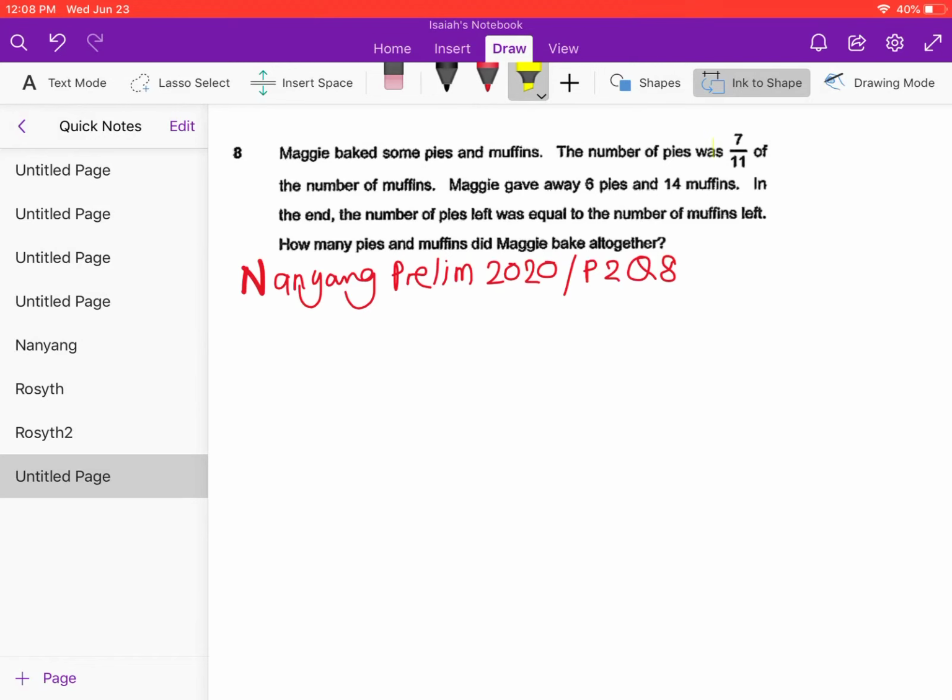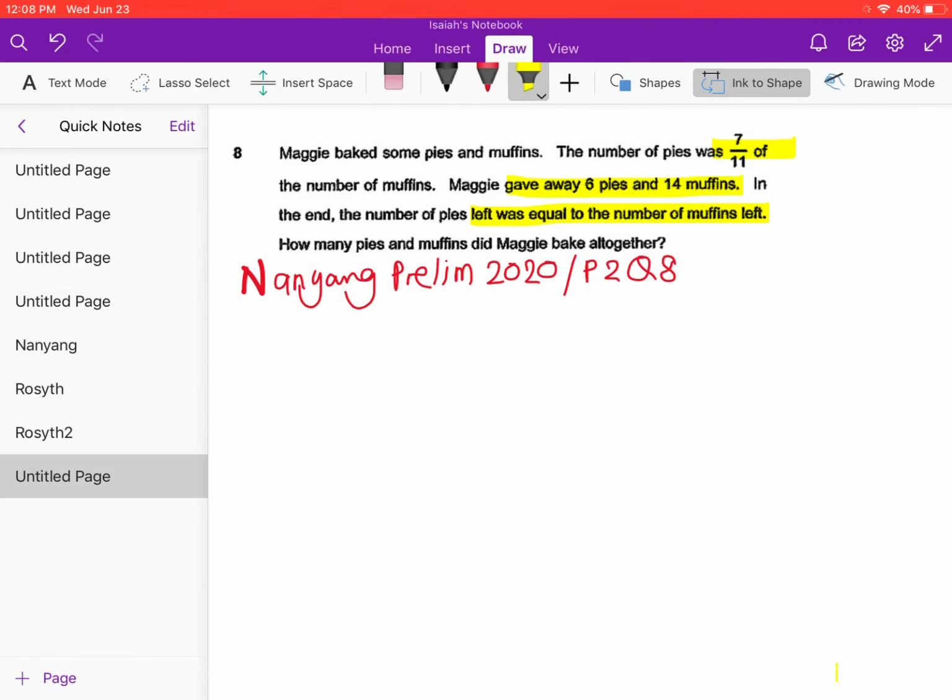Maggie baked some pies and muffins. The number of pies was 7/11 of the number of muffins. Maggie gave away 6 pies and 14 muffins. In the end, the number of pies left was equal to the number of muffins left. So how many pies and muffins did Maggie bake altogether?